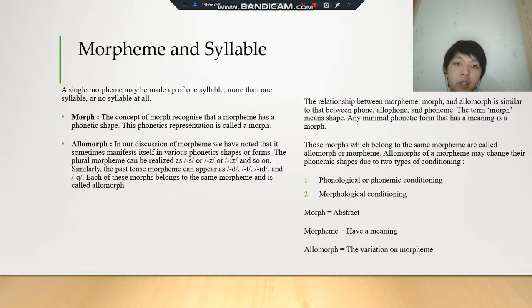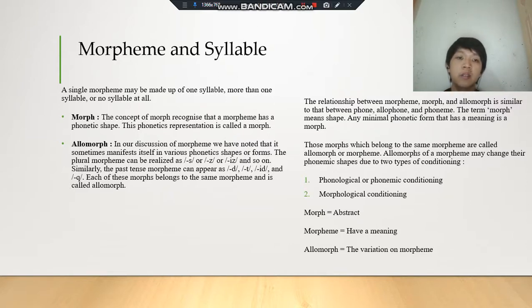The relationship between morpheme, morph, and allomorph is similar to that between phone, allophone, and phoneme. The term morph means shape. Any minimal phonetic form that has a meaning is a morph. Those morphs which belong to the same morpheme are called allomorphs of a morpheme. Allomorphs of a morpheme may change their phonemic shapes due to two types of conditioning: number one, phonological or phonemic conditioning, and number two, morphological conditioning.